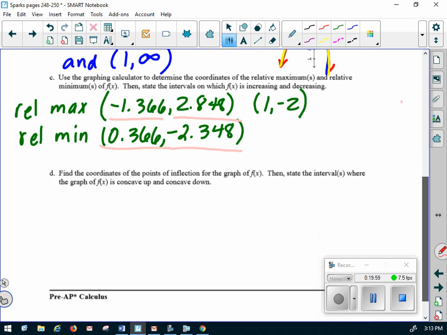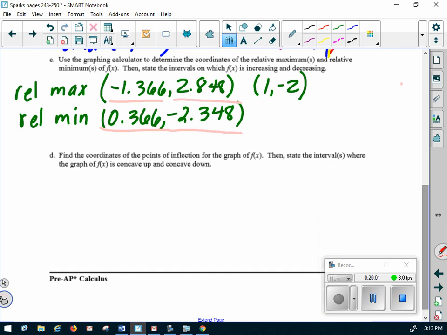So if you've done that on your calculator, we should have a point of inflection, and you can abbreviate that POI. If you add those x values up and divide by 2, that should be -0.5, and the y value should be 1/4. There's a point of inflection.